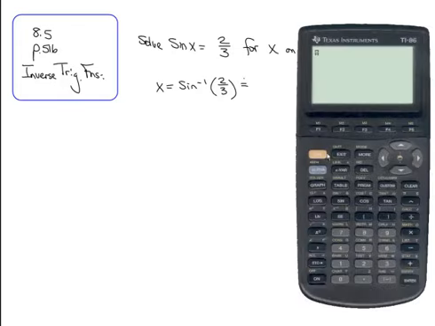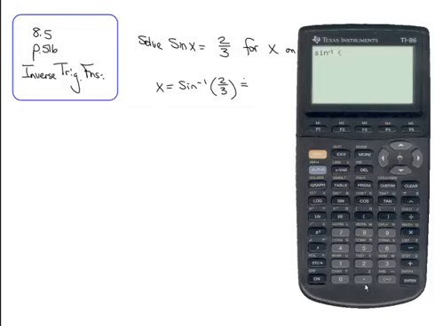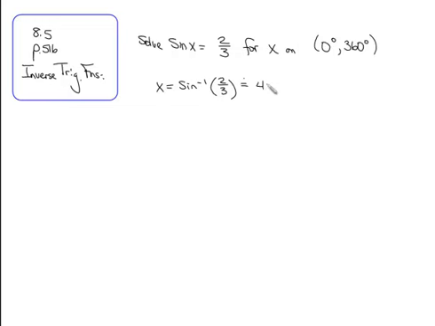So the first thing I need to do is double check to make sure I'm set to degrees, which I am. The next thing we do is second function sine. Don't forget the parentheses because we want to take the inverse sine of the entire value, 2/3. And that gives us 41.81 degrees. The question is, why doesn't our calculator give us the other solution? There's another solution between 0 and 360 degrees on our circle.